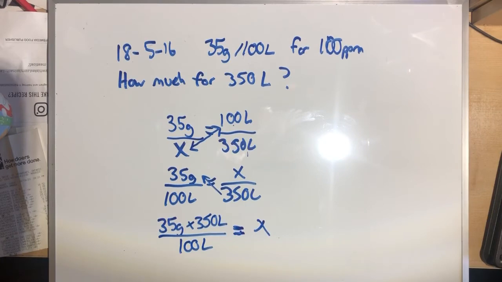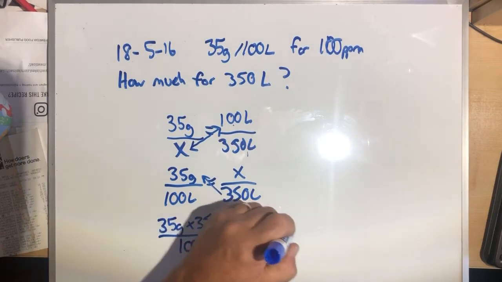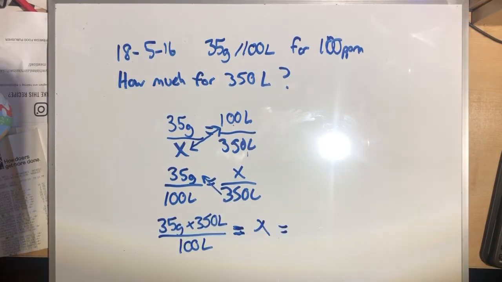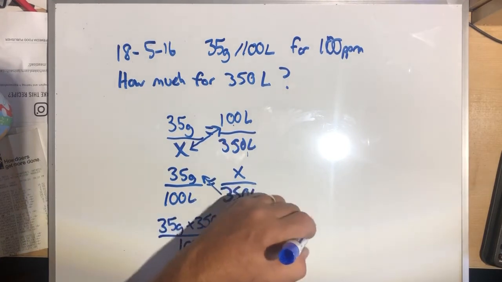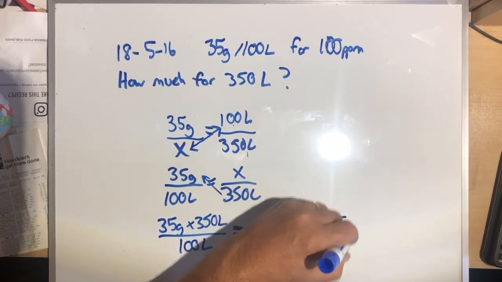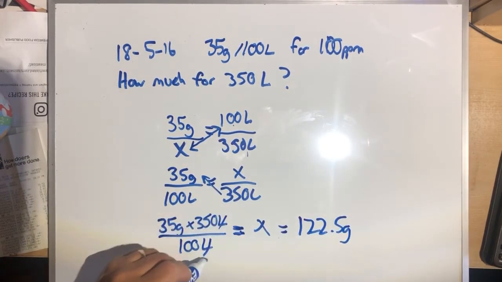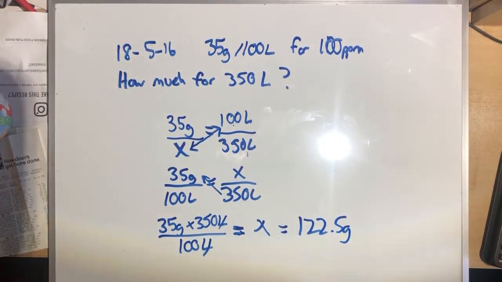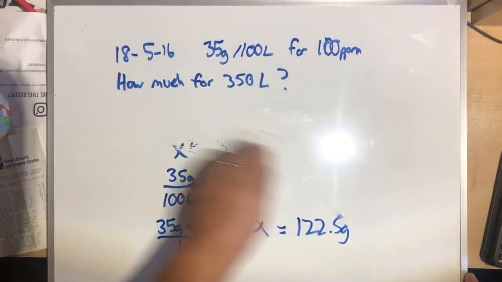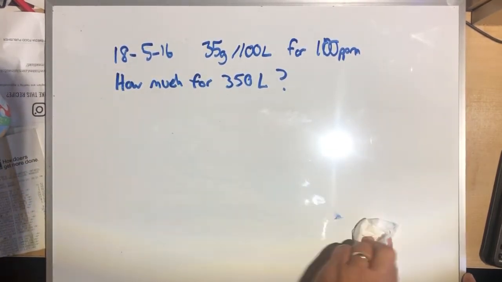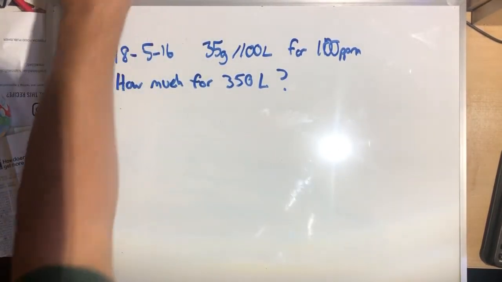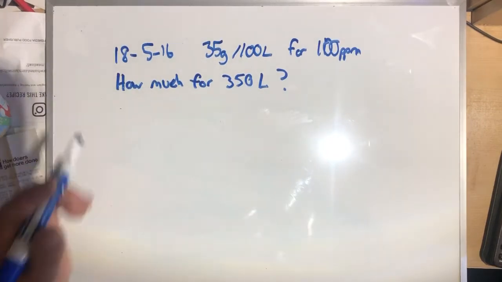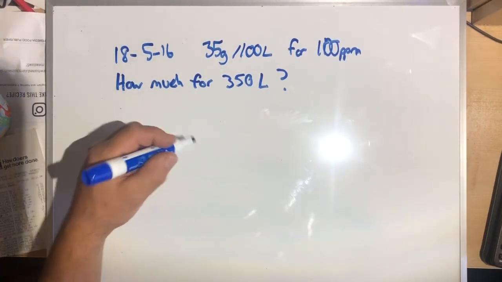So this is the sort of empirical way of solving this. And x, by the way, is 35 times 350 divided by 100, which is 122.5 grams. The liters cancel because they're above each other. That's the fancy math way to do it. But realistically, if you're still confused about that, although I will continue to teach you that, by the end of the term you should know this cold.